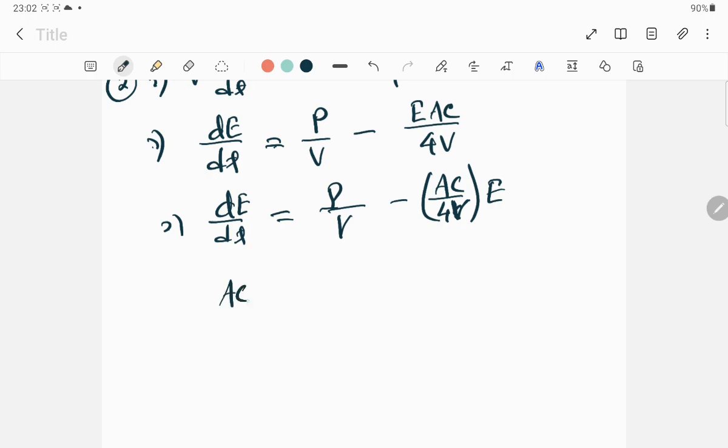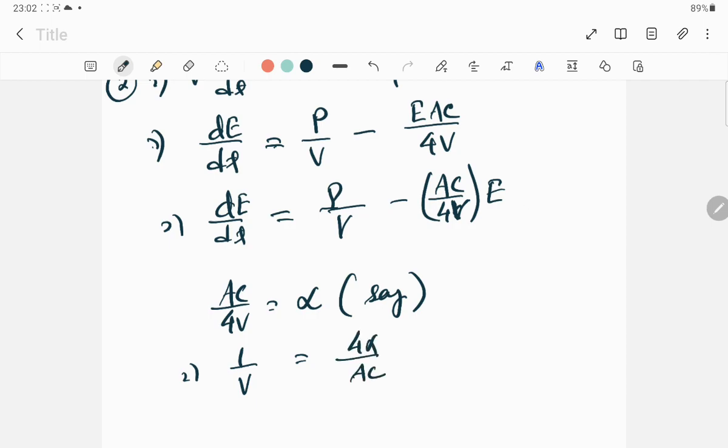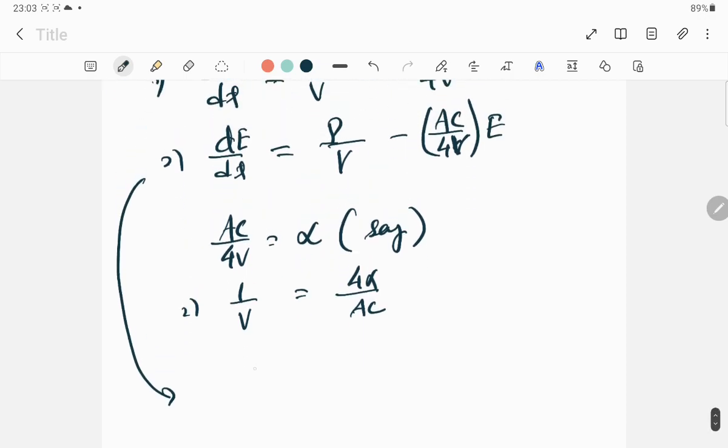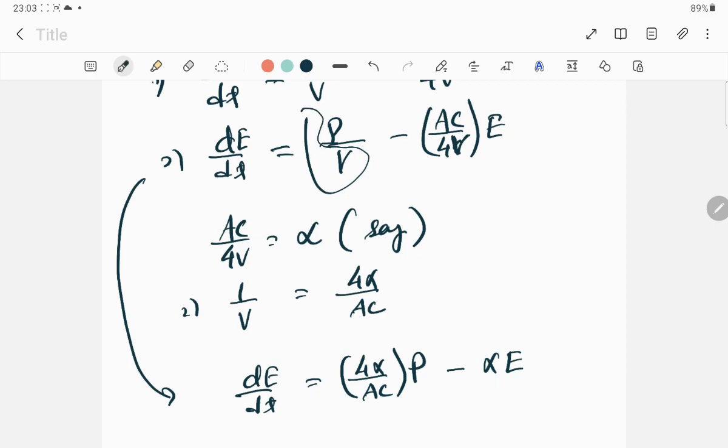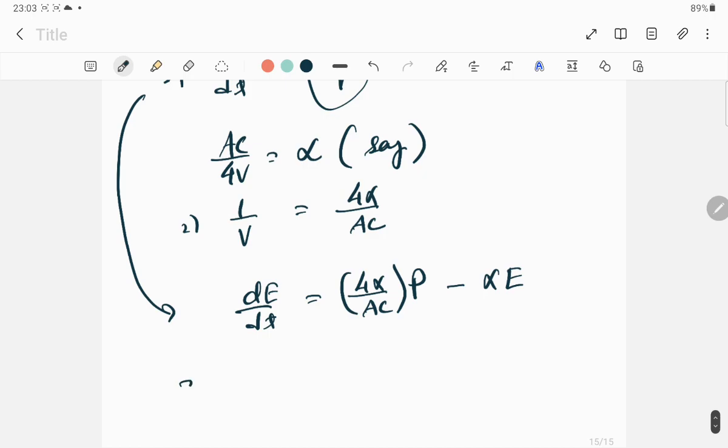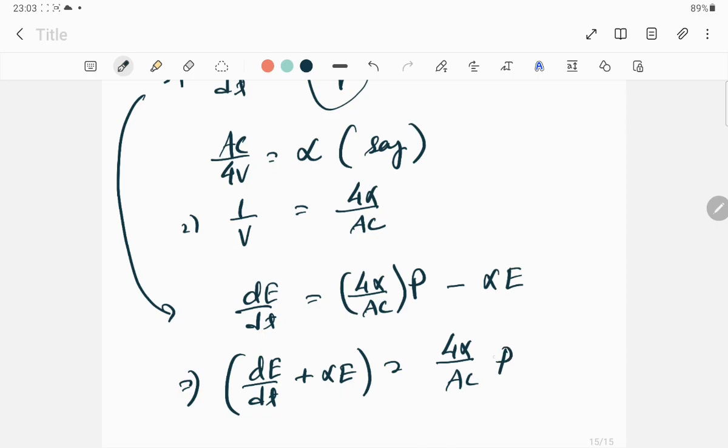Now I will call AC/4V as alpha. So from this I can write 1/V is equal to 4 alpha/AC. So I can write dE/dt equal to 4 alpha/AC into P minus alpha into E, because this is nothing but 1/V. Similarly, we have dE/dt plus alpha into E equal to 4 alpha/AC into P.